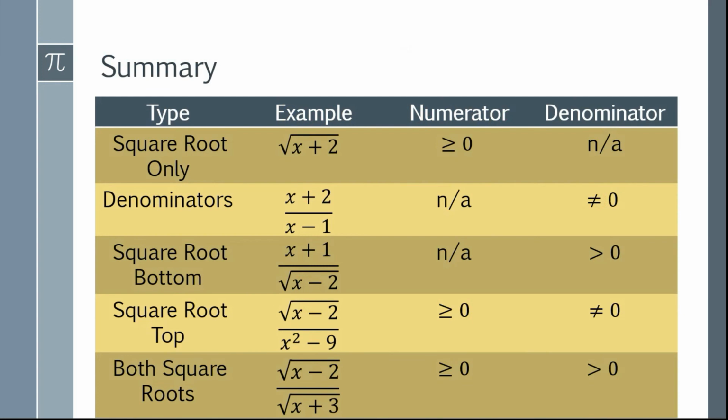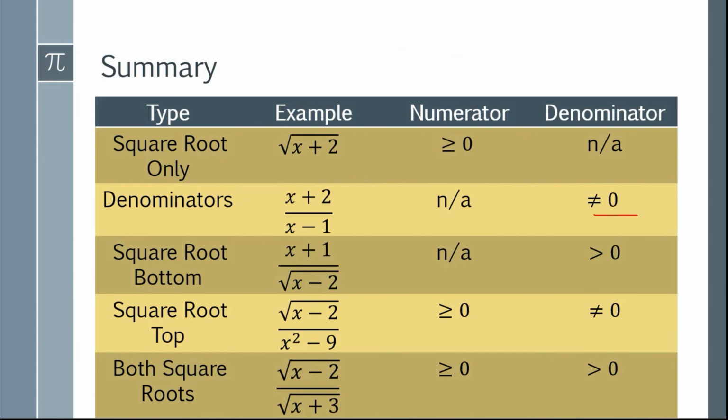If you're confused which sign you are going to use, I've already tabulated them. So square root only, for example, square root of the quantity x plus 2. The numerator should be greater than or equal to 0. And because there's no denominator, it's not applicable. For denominators, ignore the numerator. We're just focusing on the denominator. So x minus 1, like this one. The denominator should not be equal to 0.